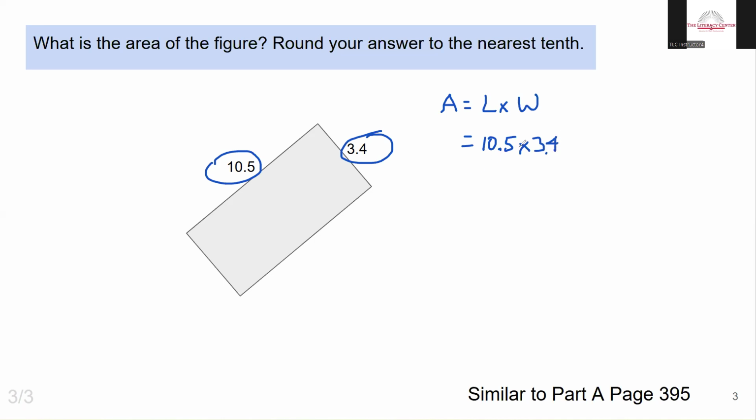And we've got decimals, so we're going to use the calculator. 10.5 times 3.4 should give you 35.7 square units. All right, let's move on to the next question.